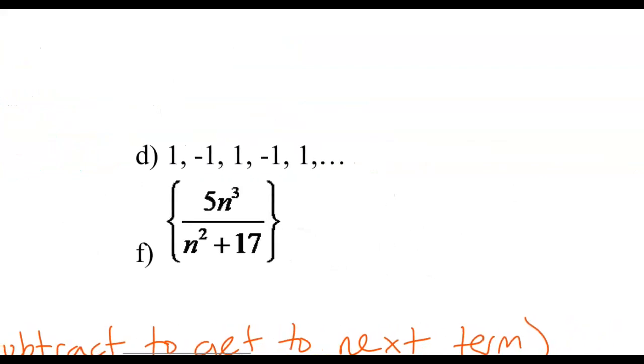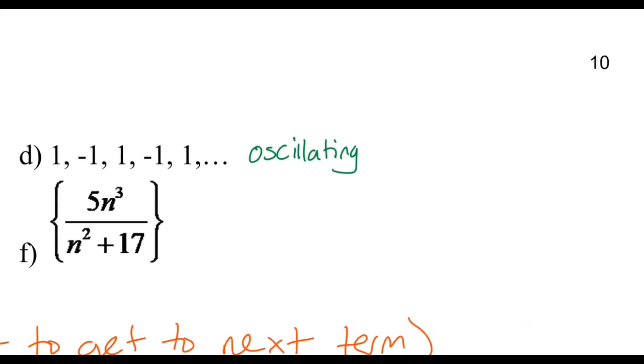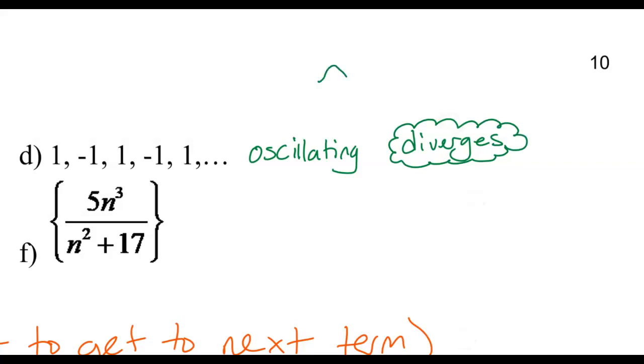What about this? What about D? What do you notice about these numbers? This sequence. It's alternating or oscillating. Just like sine and cosine graphs oscillate. Because it's oscillating, it's not approaching a single number. What do you think this is? It diverges, yeah, because it's not approaching a single number. It's just going back and forth between 1 and -1, like so. It's never approaching a single number. It does not have a limit.